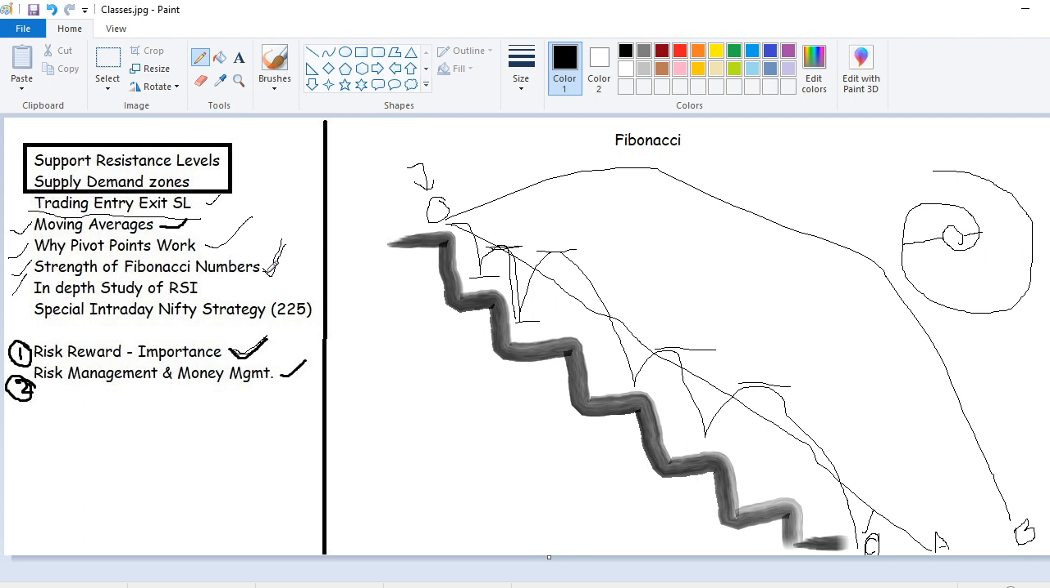Okay. In our next series, in our next session, we are going to cover RSI, and then we cover supply demand zones, trading entry and exit, and SL.